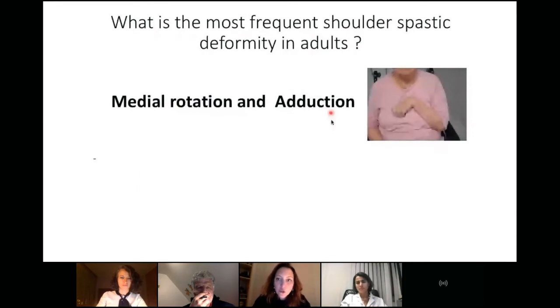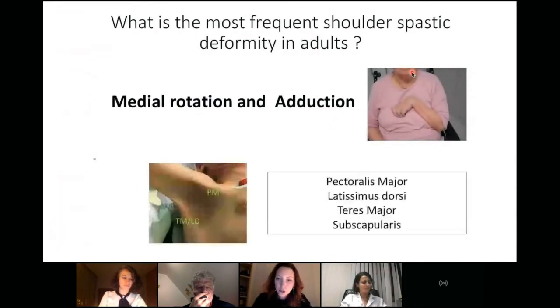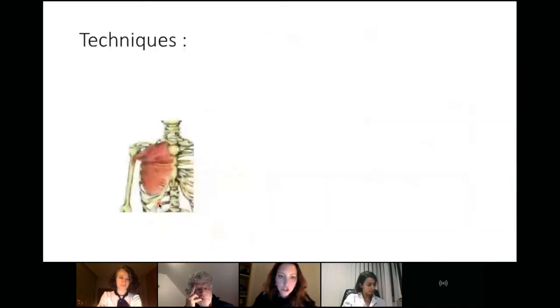The most frequent shoulder spastic deformity in adults is medial rotation and adduction. It involves 4 main muscles: pectoralis major, latissimus dorsi, teres major, and the subscapularis. The pectoralis major can be palpated during a physical examination at the front of the axilla, while the teres major and latissimus dorsi can be palpated at the back of the axilla. The subscapularis is very difficult to assess because of its deep position.